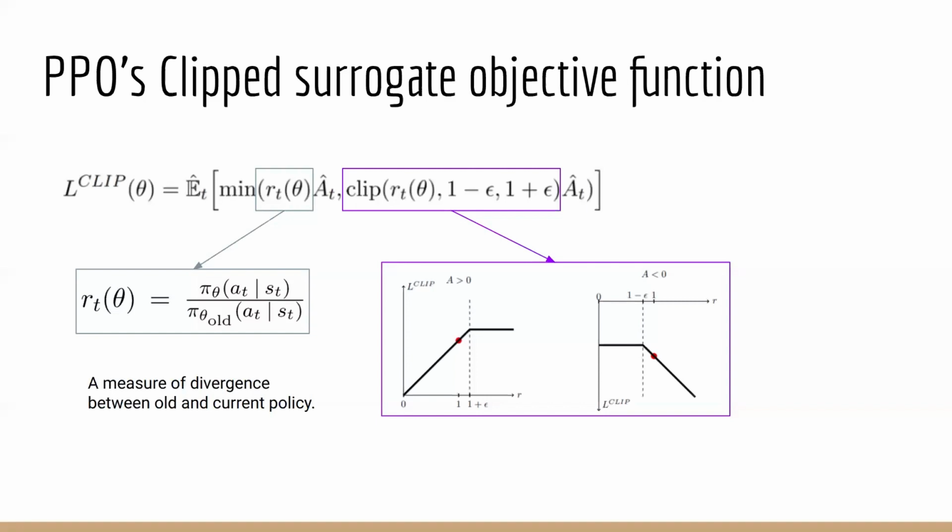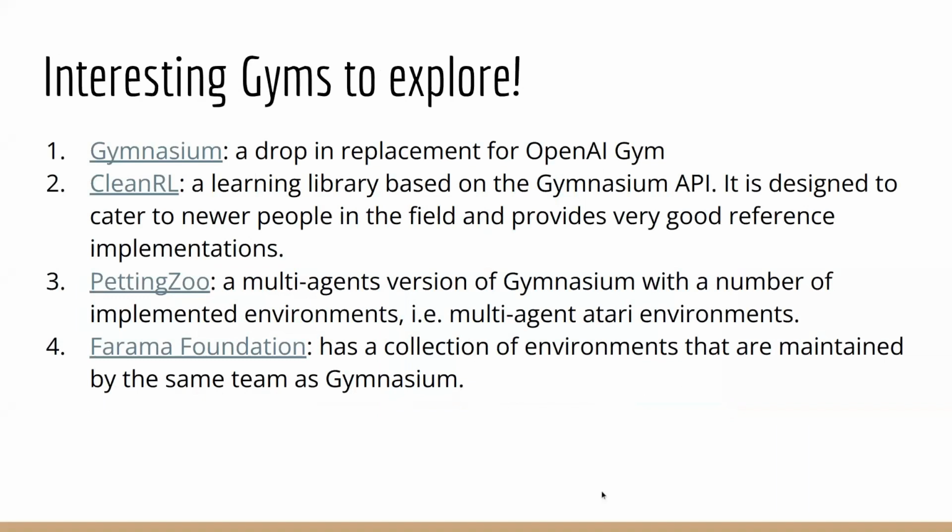And taking the minimum of the clipped and unclipped objectives means that we'll select either the clipped or non-clipped objective based on the ratio and the advantage situation.